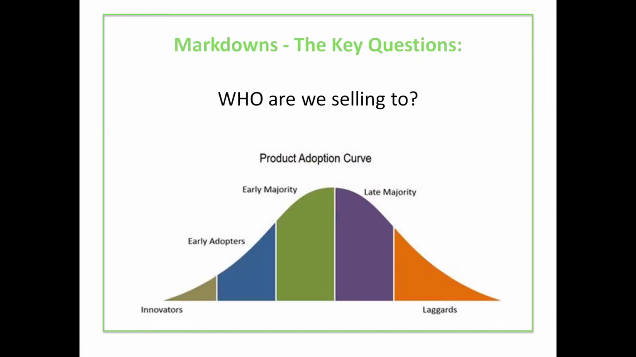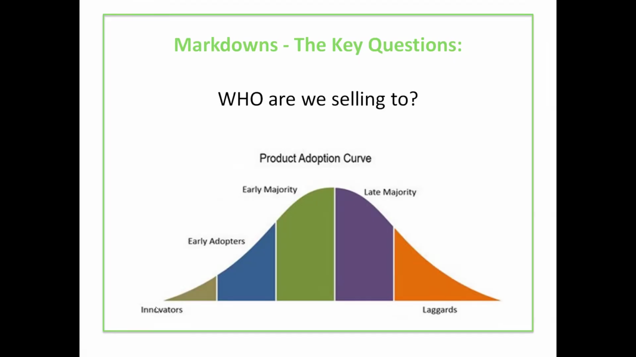Okay, so the key questions in markdowns. Key question number 1, who the heck are we selling to? I am a stickler for this. If you've been hanging out with us for a while, you'll understand that so often I ask, begin with the end in mind. Who is buying this? Who are we selling to? So this is the product adoption curve. As you can see here, this is simply an outlay of groups of consumers and how we behave.